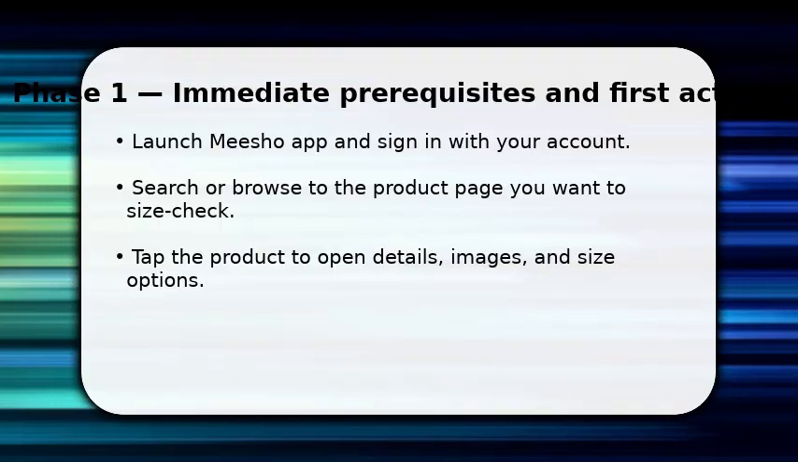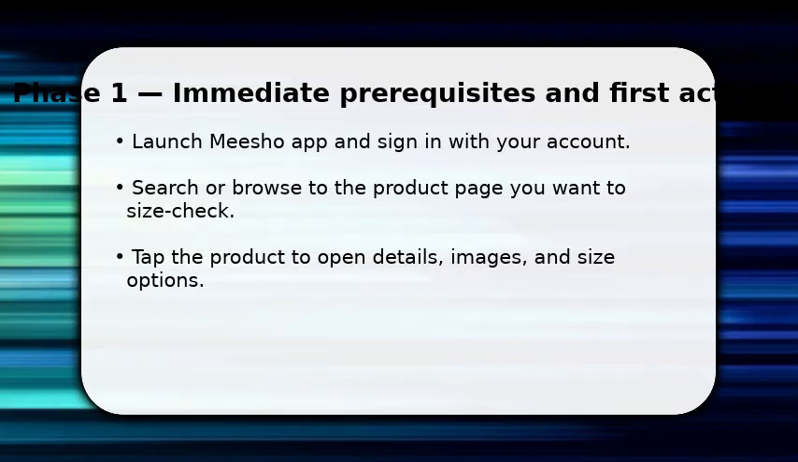You start by opening Meesho and signing in, then immediately go to the product you intend to buy. Once on the product card, tap it to load the details page. This is where size info lives.